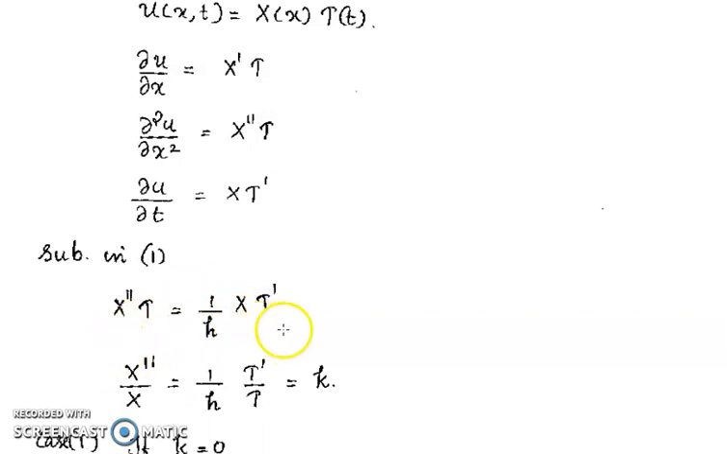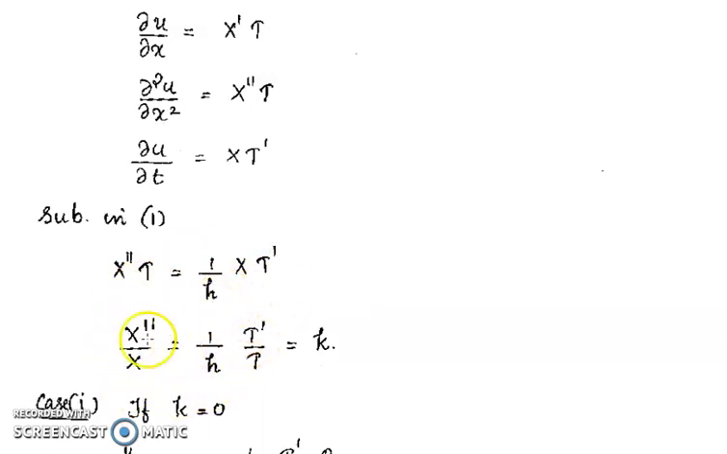Then we can separate the variables. So we get the variable separable form, X''/X equal to (1/h) T'/T. Here capital X is a function of small x alone and capital T is a function of small t alone, and also small x and small t are independent variables. Therefore this relation is true only if both sides are equal to a constant, and we take that constant to be k. Therefore X''/X equals (1/h) T'/T equals the constant k.